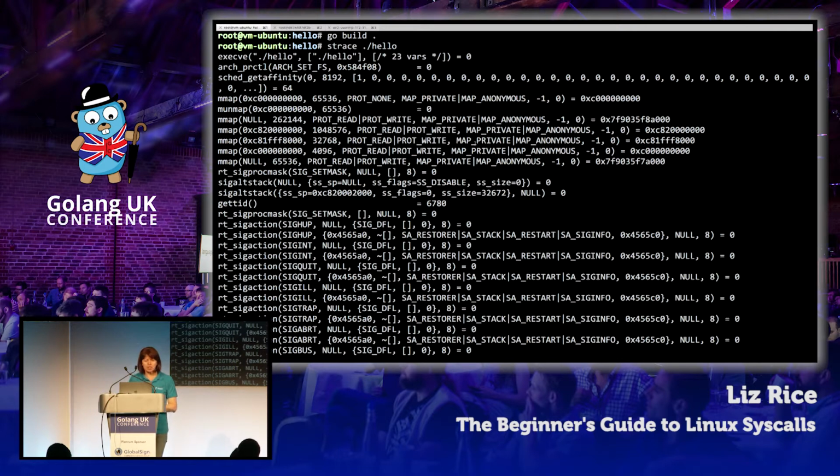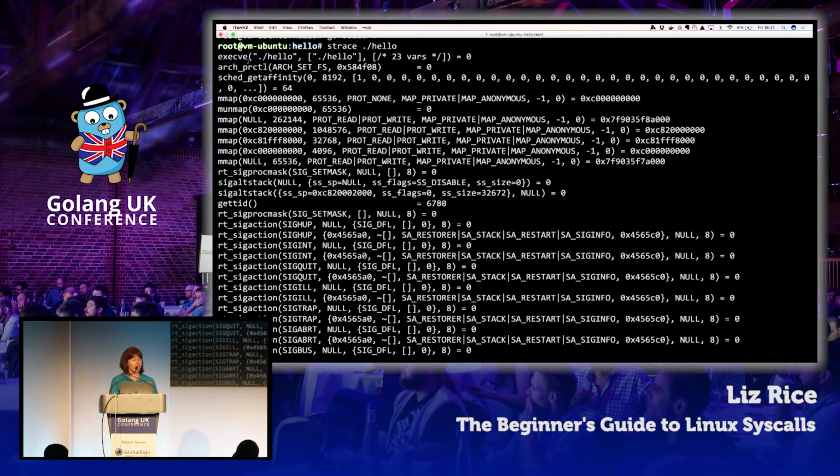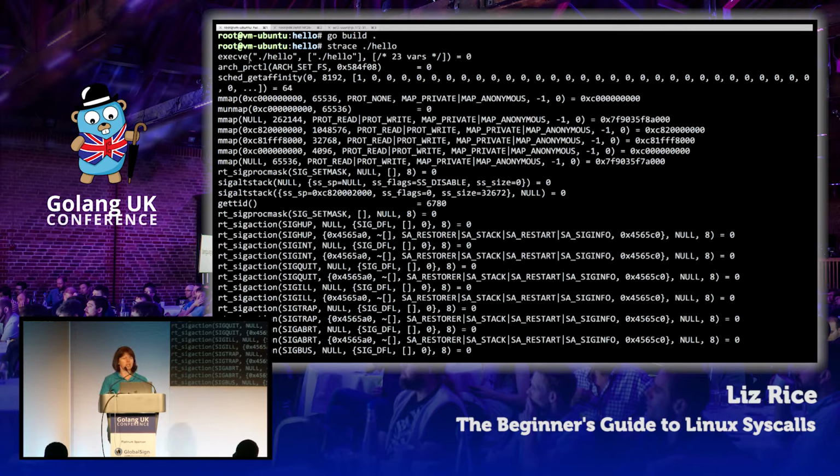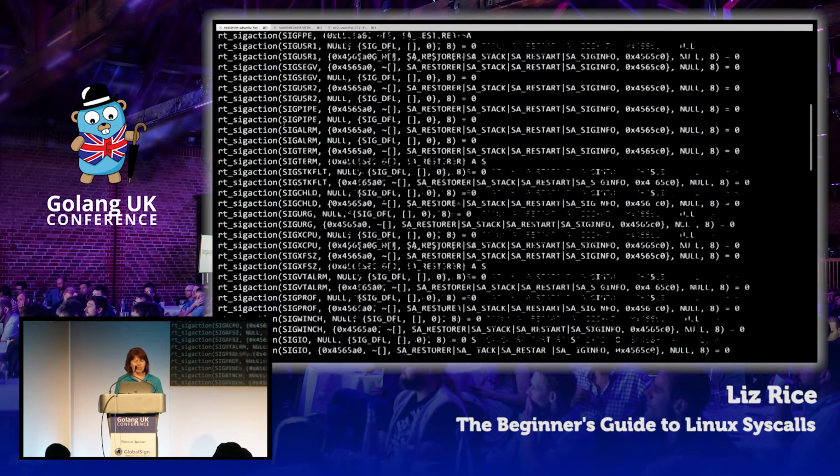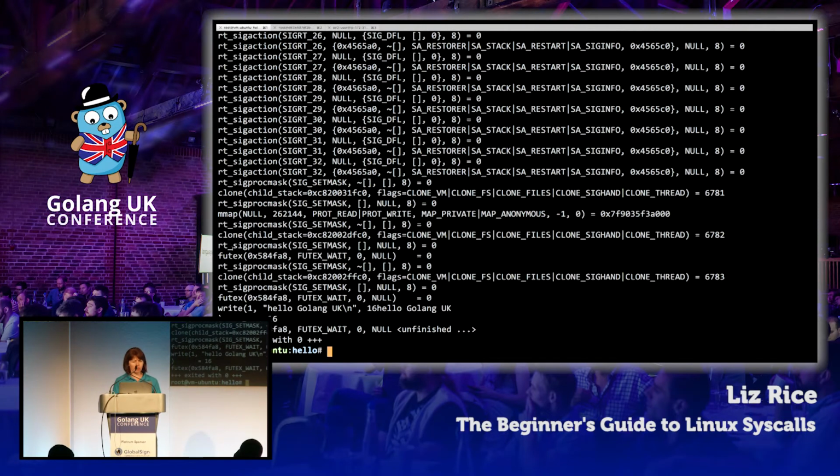So the interesting ones, right up here at the top, we've got execve. So that's the system call that says run this program, and we can see it ran hello. Seems pretty good. Some stuff happens, and we cut to the chase. We get all the way down to the end, where we can see, I don't know if you can see it down here, the write system call here that does the work. It wrote out the 16 characters of Hello Golang UK and a lot of other intermediate stuff. But that's the one we're interested in, right? The write call is what did what we really wanted it to do.